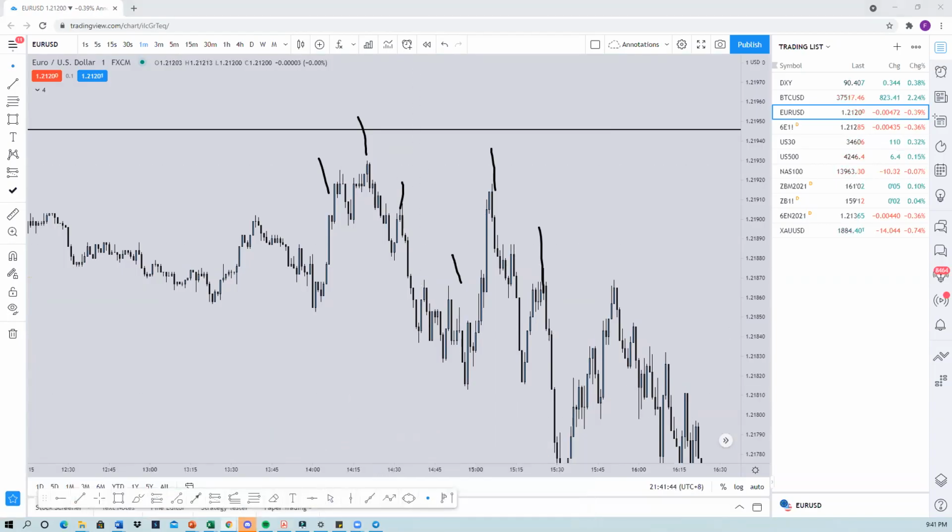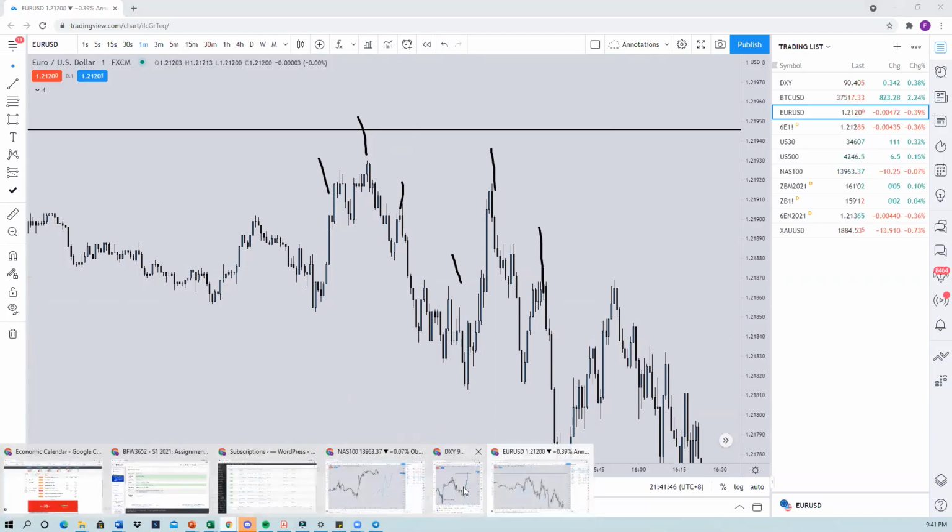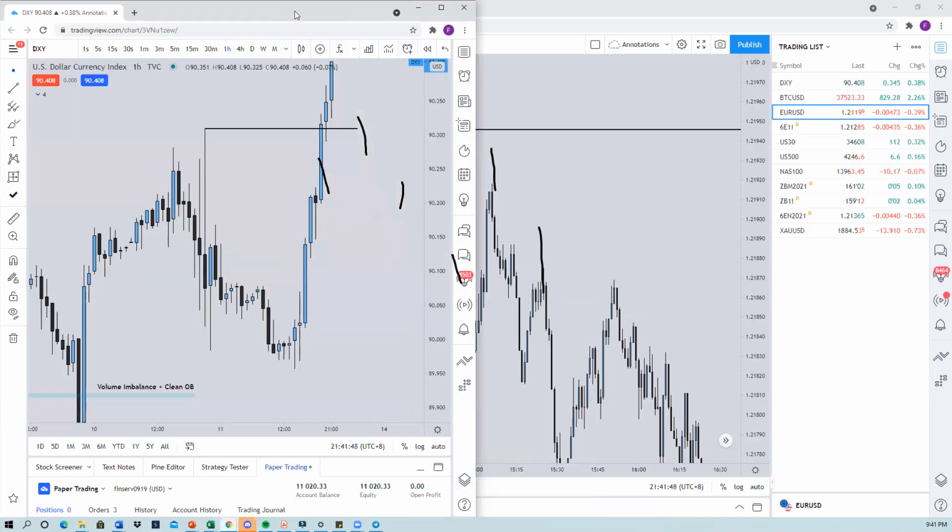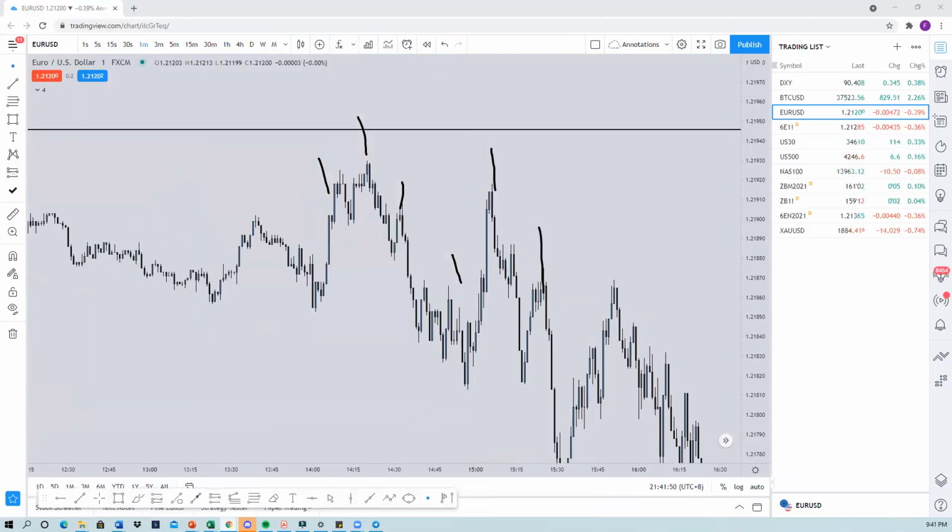Let me just open up another chart on the other side, on the other computer. Okay, check the chat. Yes, okay.